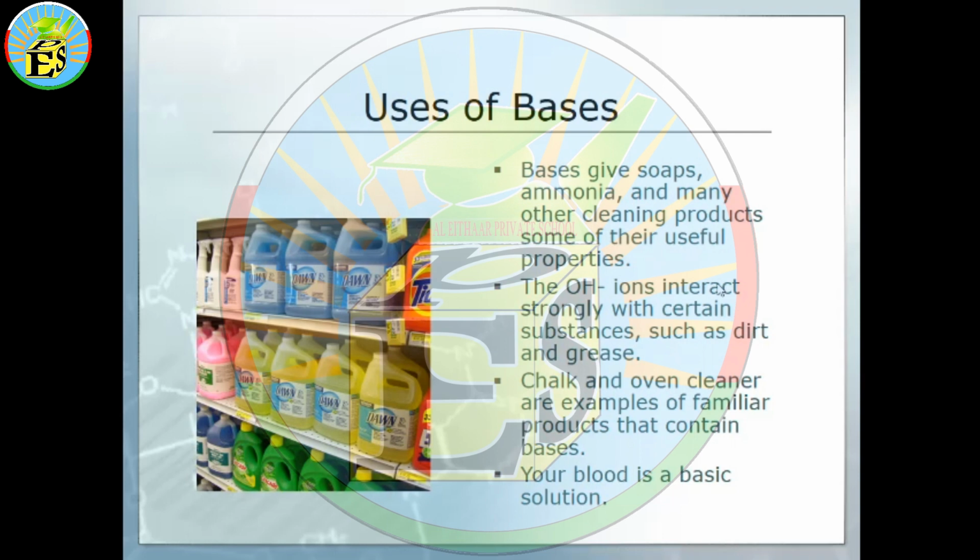So that's it for today. We discussed the definitions of acids and bases, their properties, their physical properties, and some of their uses. In the next lecture, we are going to start the reactions of acids and bases.